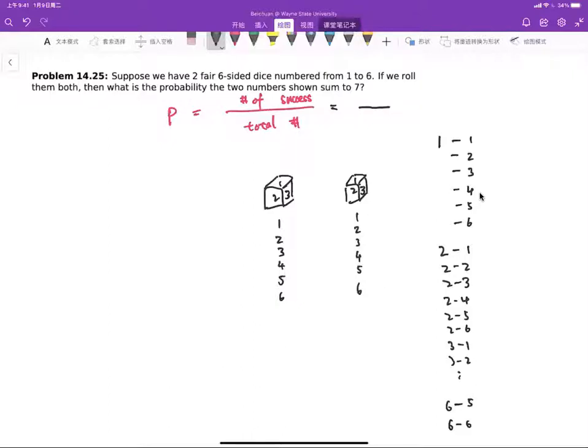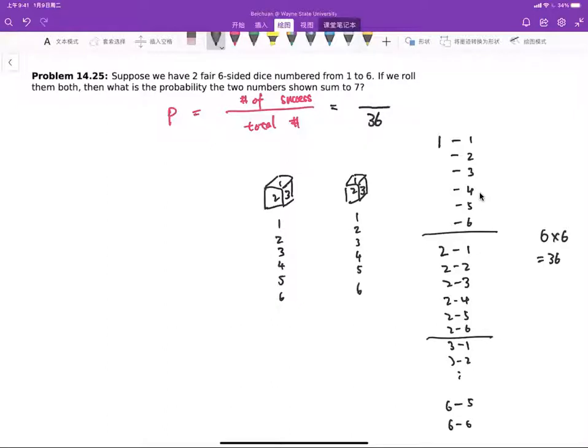No, it's 36. Good. So it's 36, right? Basically, when you list all of them, you can see that there are 6 groups, and in each group there are 6 different outcomes. So that's why the total number is 6 times 6, which is 36.